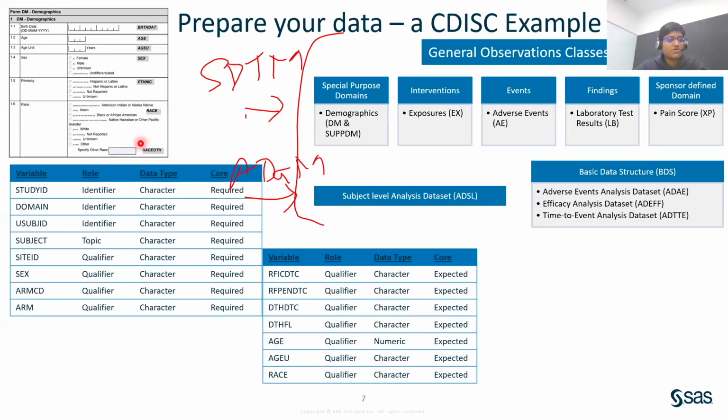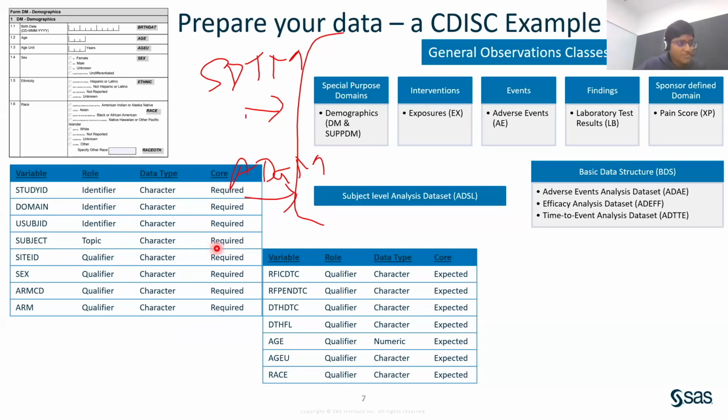So this is an example of a demographics domain, which comes under special purpose domain models. And here you do notice that there are very specific variable names that need to be followed. The type of these variables also has to be very specific, right? So notice this, most of the variables are a character data type, and the only variable which is numeric is an age variable. Now, each of these variables has a role and also has a core expected to it. So you can see that there are two very specific cores that are written down here. One is required, one is expected.